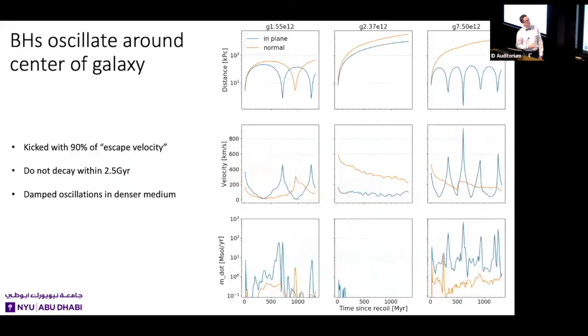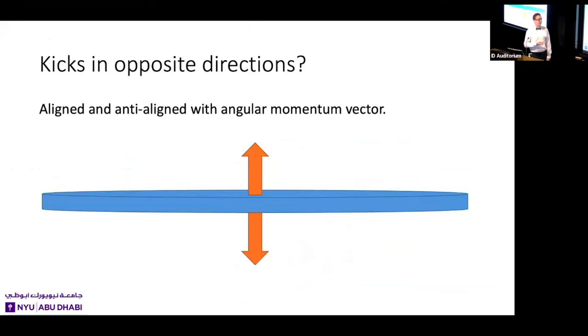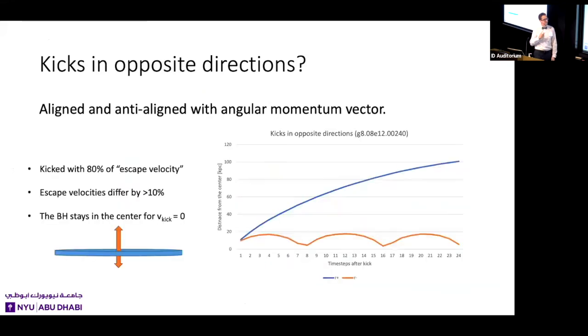Right, and symmetries. Those plots are really nice, but essentially what I was expecting was that if I kick a black hole in one direction versus another direction, I should have similar escape velocities. But if I kick them with 80% of escape velocity, we have two very different trajectories. I thought that maybe the black hole was moving initially, but it was not. If I don't give it the kick, it stays in the center.